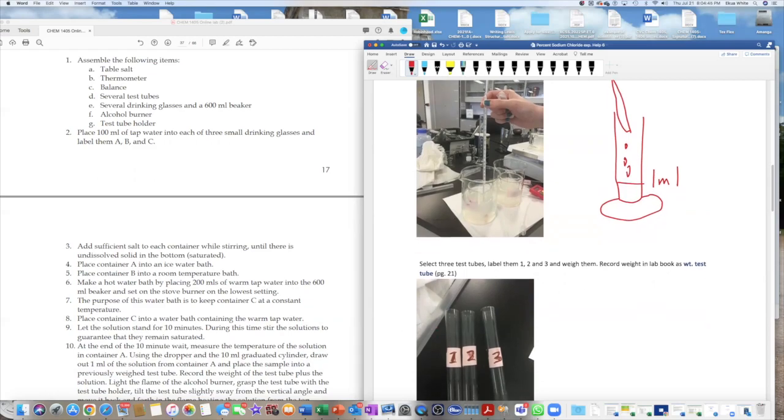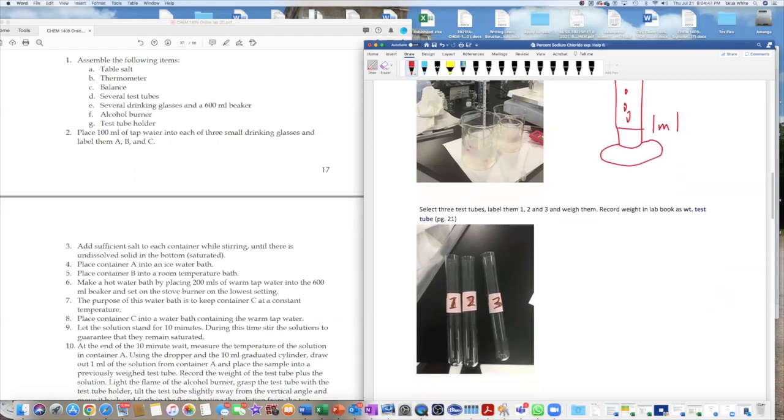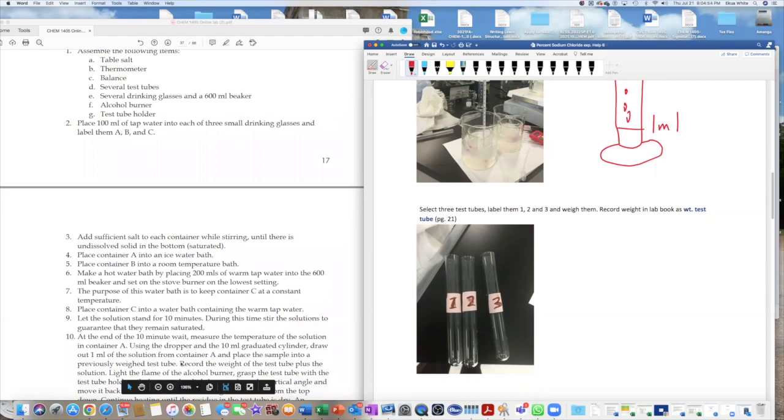So you want to make sure you label your test tubes, right? Weigh your test tube and then label them. So it says previously weighed test tube. Record the weight of the test tube plus the solution. Okay, so you have gone ahead and weighed your test tube. You have the weight of the test tube already done. And then the next thing you're going to do is add solution. So you have weight of test tube, you're going to add solution, and you're going to have weight of test tube plus solution.